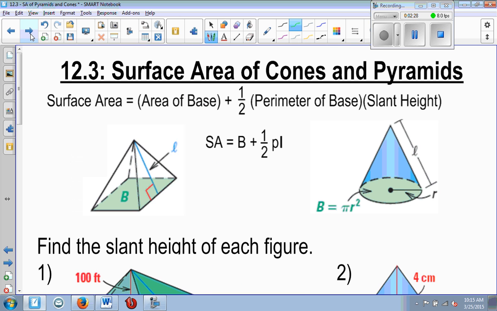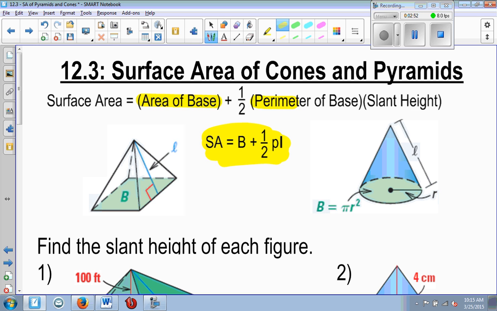So here's your formula for the surface area of a cone and for a pyramid. We are going to use this formula right here. Surface area equals base plus 1/2 PL. So base is area of the base. So notice it's not 2b this time, because in a pyramid and a cone we only have one base. That's why it's just b.